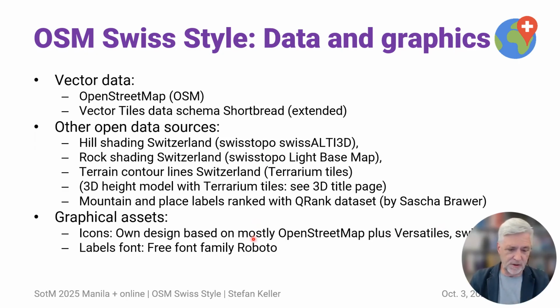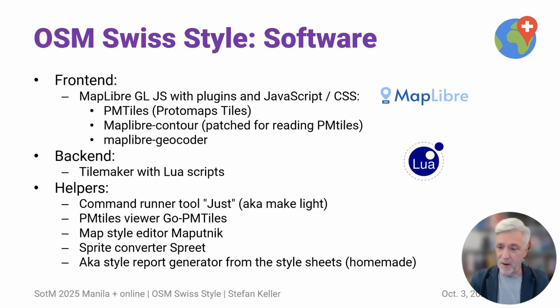And then we chose Roboto as a free font family for the labels. I already told you we are using MapLibre GL JS with plugins and of course JavaScript and CSS. And we are producing the PMTiles format. For that, we are using the MapLibre contour plugin, which we had to patch for reading PMTiles.